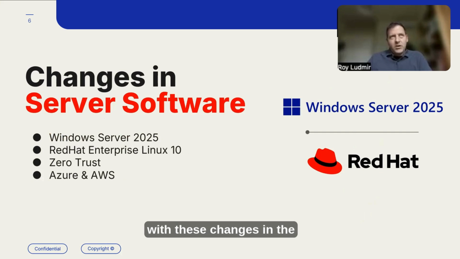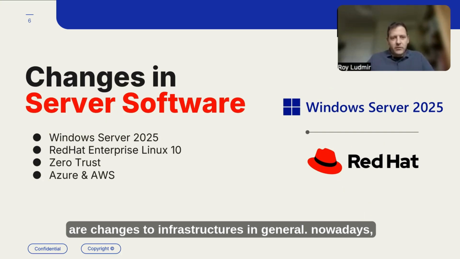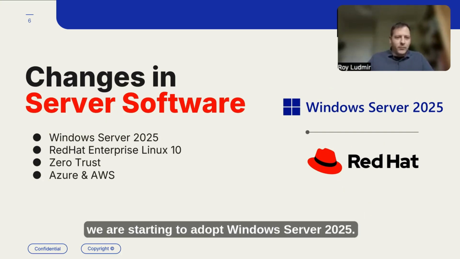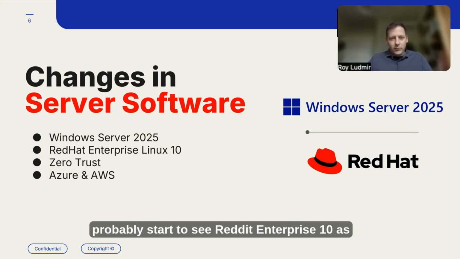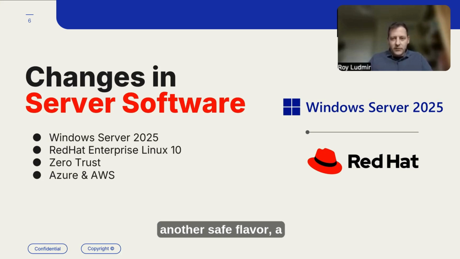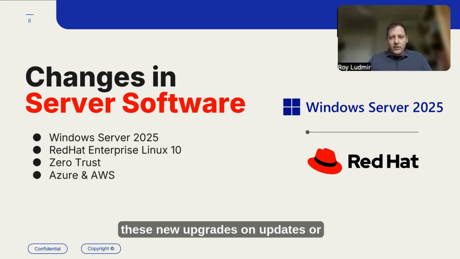Together with these changes in the cybersecurity or regulatory landscape, of course, there are changes to infrastructures in general, and nowadays we are starting to adopt Windows Server 2025. Of course, it means new policies, new hardening standards. Soon we will probably start to see Red Hat Enterprise 10 as another flavor or version of Red Hat Enterprise Linux that will have its own requirements, its own vulnerabilities, and these new upgrades or adoption of new servers are causing more complexity when it comes to hardening.